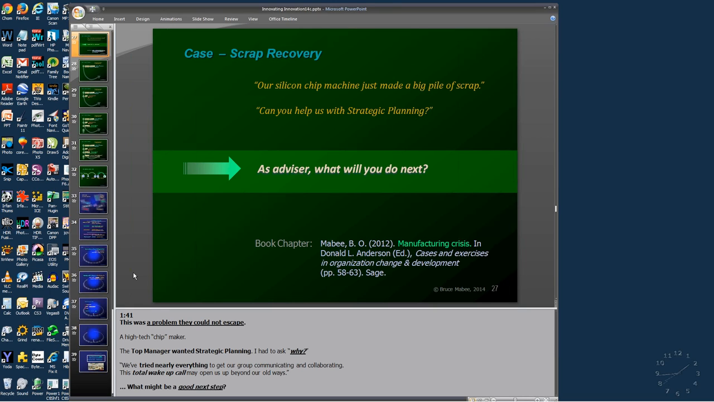The client came to me with this upper right quote. We are developing the next generation in computer chip, the silicon chip, but our machine just crashed. And when it crashed, it created about $1.5 million of scrap, unrecoverable scrap, in just a few minutes. So the client went on. This is the top manager of the facility. Can you help us with strategic planning? Now, I assume that some of you are scratching your head, which is what I did. Why would they want strategic planning when they have this crisis?